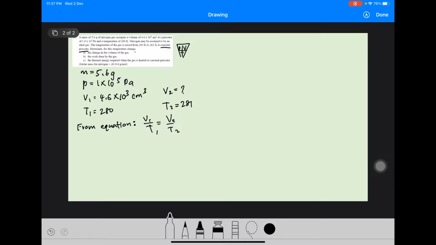So the question actually wants you to find delta V. So first thing, you find the V2, and then V2 minus V1 is delta V, which is equal to, let's write it over here. Okay, so this one is for question A. So I can write straight away my V2 is actually equal to V1 over T1, 4.6 times 10 to the power of 3, over 280, multiplied with T2, which is 281.